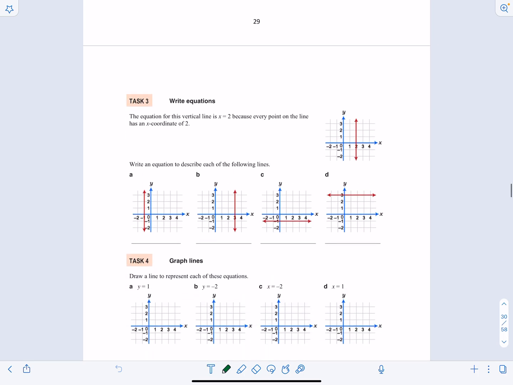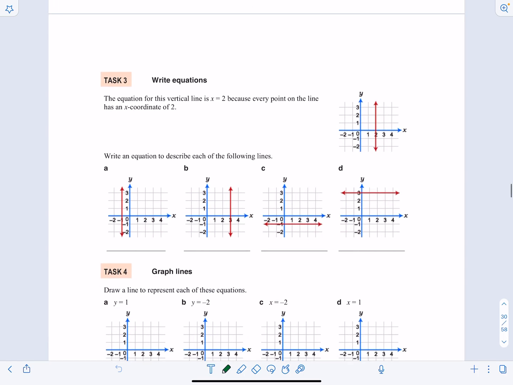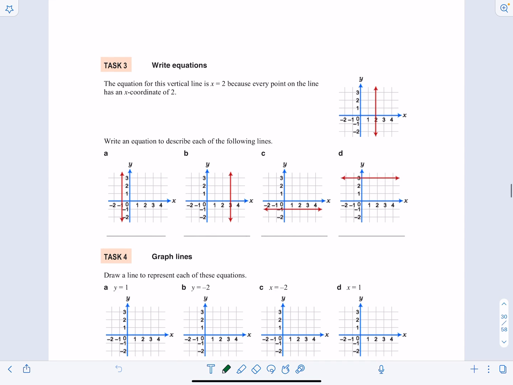So today we're going to do two things. We're going to continue with writing equations for horizontal and vertical lines, and then we're going to look at x and y intercepts. Okay, so let's have a look.